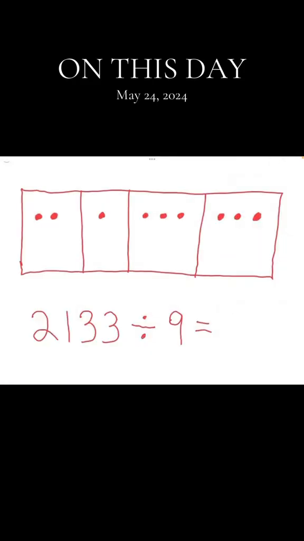Hello, how can we beautifully see division via exploding dots? Well, let's say we wanted to do 2,133 divided by 9. This equals what?